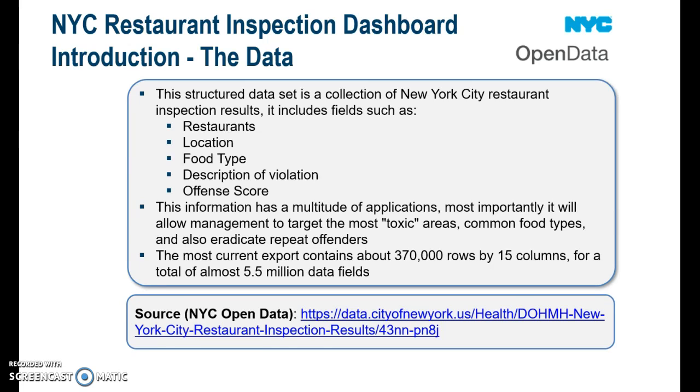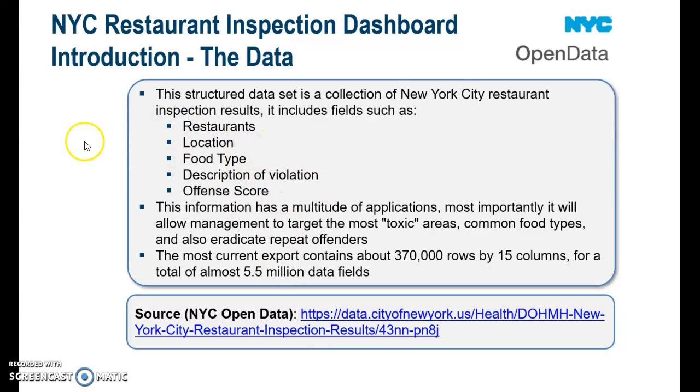So the food industry represents a sizable market for New York City. With about 40,000 restaurants, the New York City Department of Health and Mental Hygiene performs a yearly unannounced audit to test for food quality. The results are made available in the New York City Open Database on a daily basis. With about 370,000 rows and 15 columns, that results in a total of 5.5 million fields of structured data.